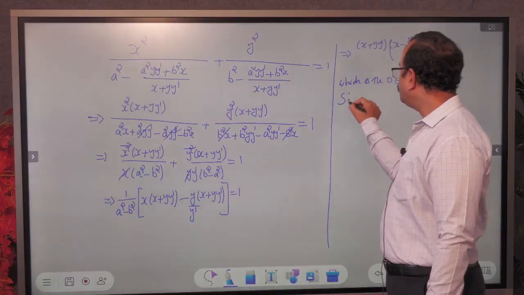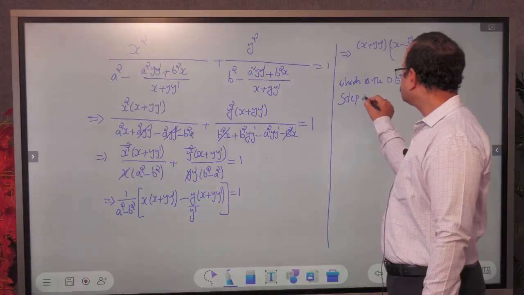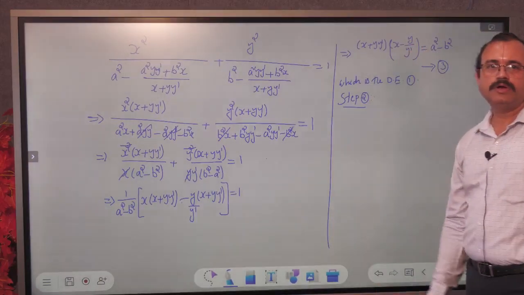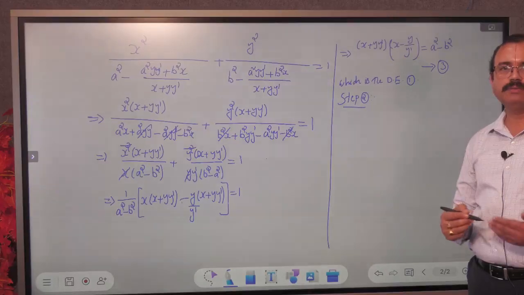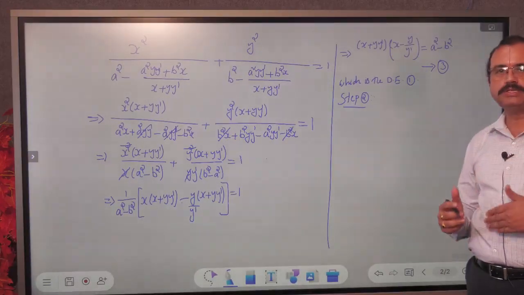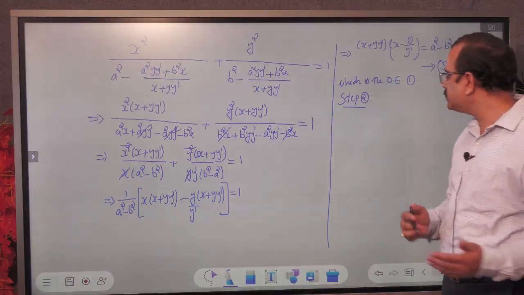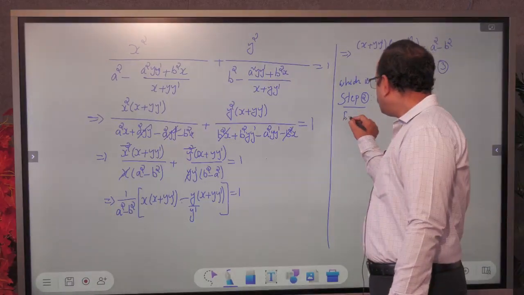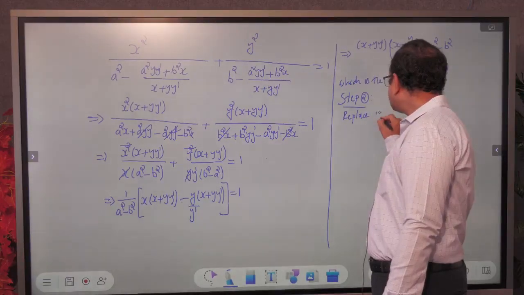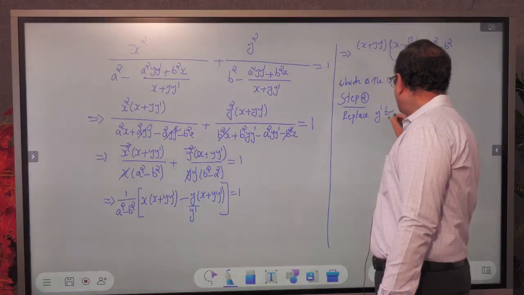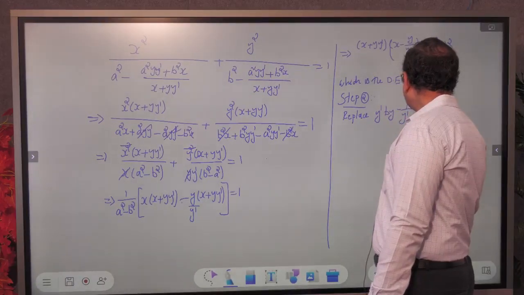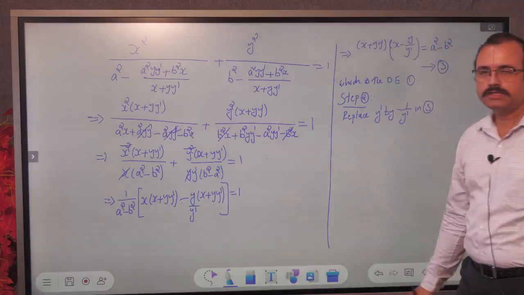So now what we have to do in step 2? In step 2 we have to replace dy by dx with minus dx by dy. In the sense we have to replace y dash with minus 1 by y dash. Just I am writing here the same, replace y dash by minus 1 by y dash in equation 3. Okay, so then what we will get?